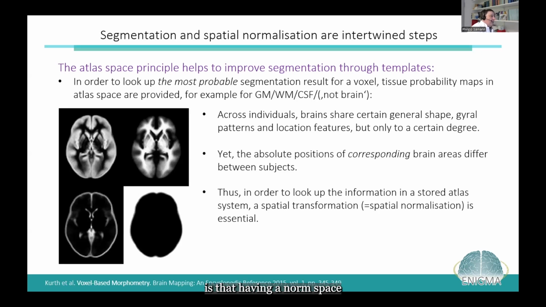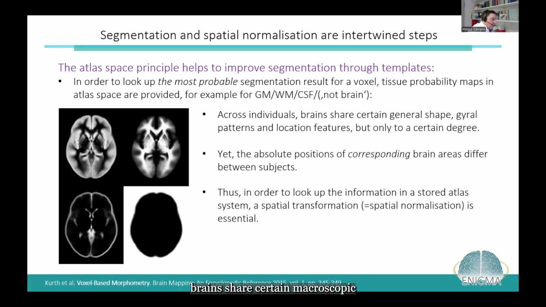Now, the general idea is that having a norm space or atlas space can help you to improve the standardization of anatomical information and help you to improve segmentation. So in order to look up the most probable segmentation result for a voxel, so-called tissue probability maps in a normative space are provided. In this example here for 4 tissue classes, for example, gray matter, white matter, CSF, and non-brain areas.